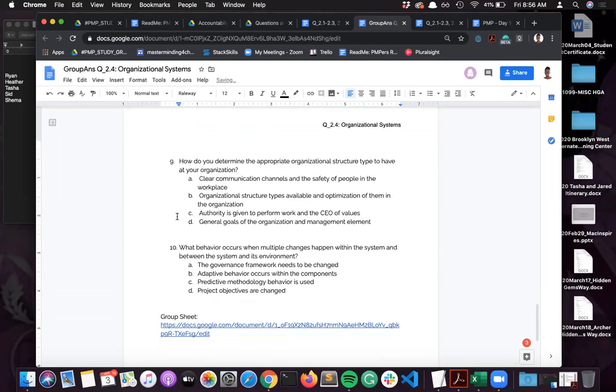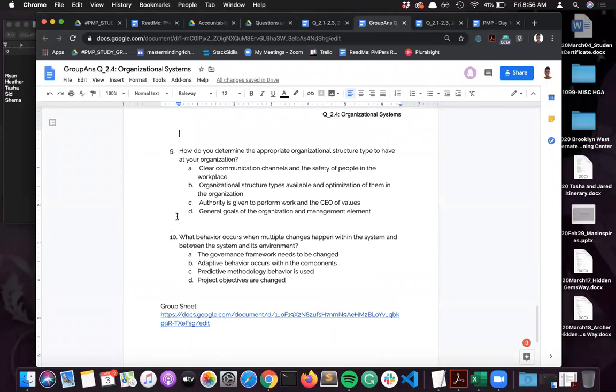Heather. Okay, how do you determine the appropriate organizational structure type to have at your organization? Clear communication channels and the safety of people in the workplace; organizational structure types available and optimization of them in the organization; authority is given to perform work; and the values, general goals of the organization and management elements. You determine.